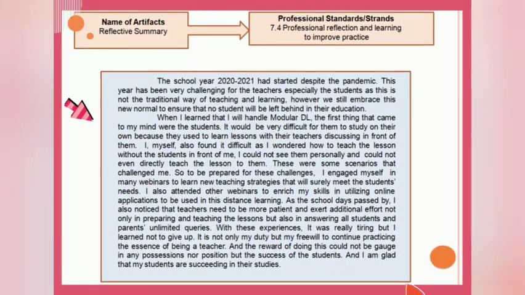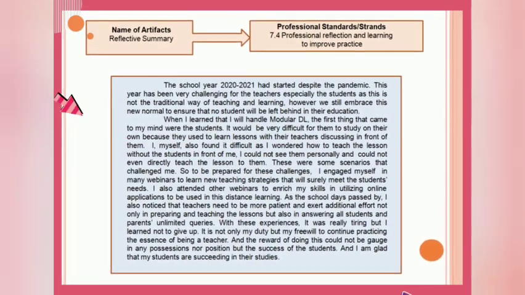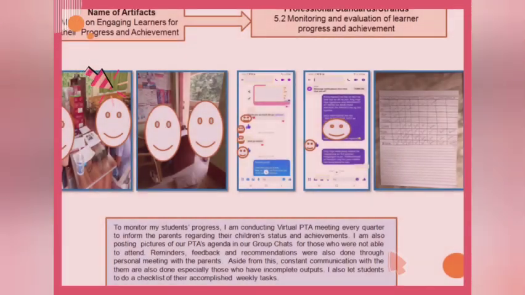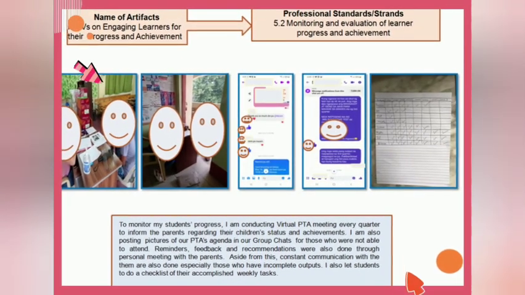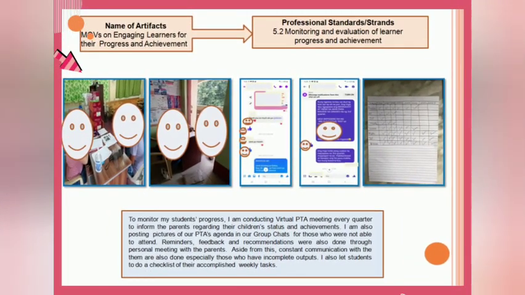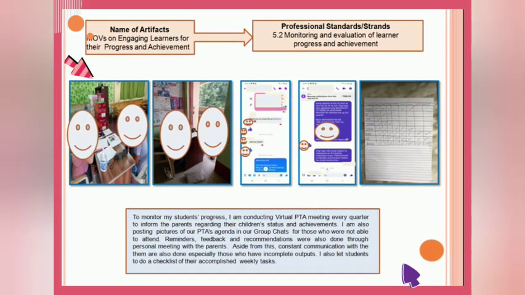So, the next artifact is the reflective summary. It should support 7.4, which is the professional reflection and learning to improve practice. So, you're just going to have your narration about your reflection. Yan po.